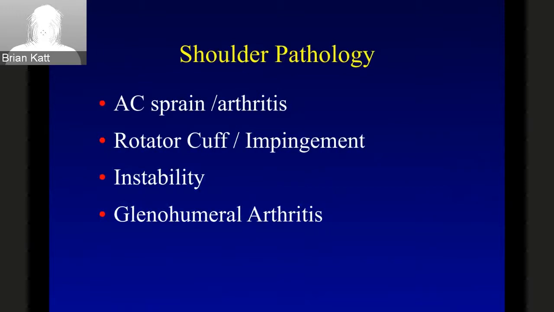The pathology, the different categories: the acromioclavicular joint sprain is something we see in young athletic individuals, and then later on we'll go into arthritis. The rotator cuff, either tears, partial tears, or tendinitis. A variant of that is called impingement. Instability, we see that in the younger athletes where the bone moves a lot around inside the shoulder, and then shoulder arthritis.